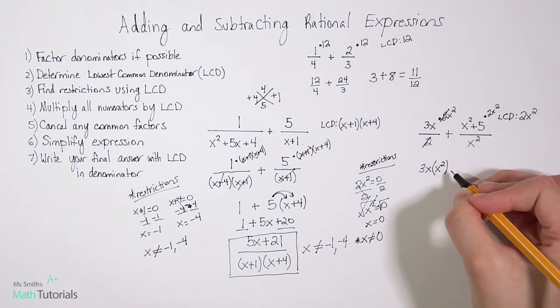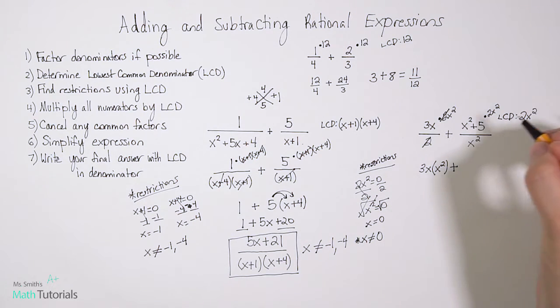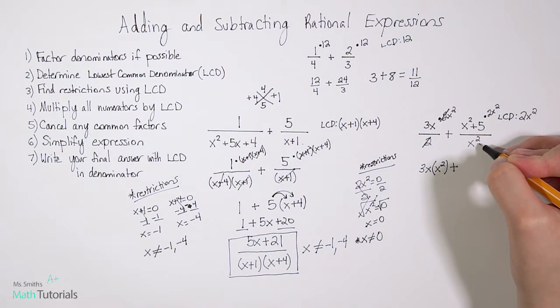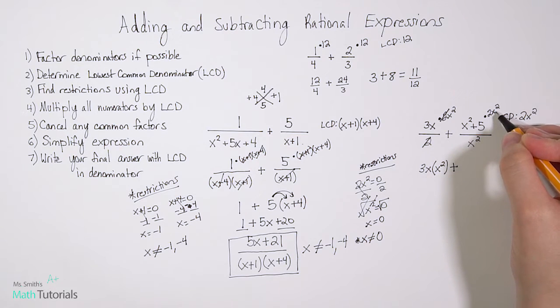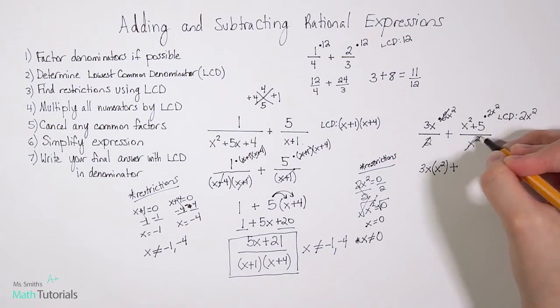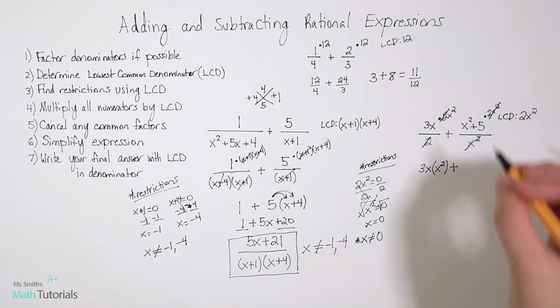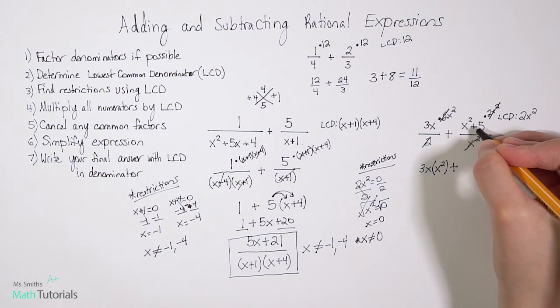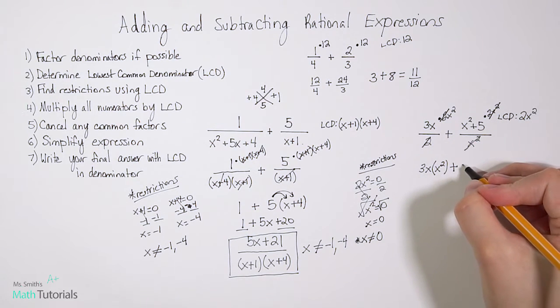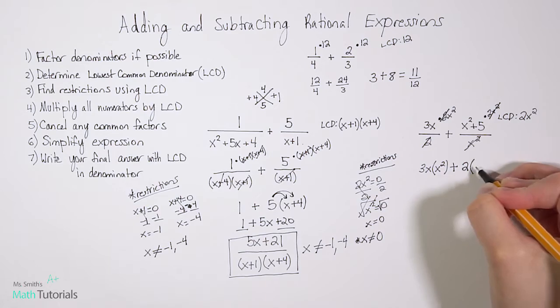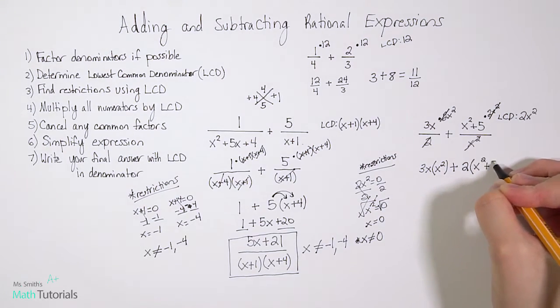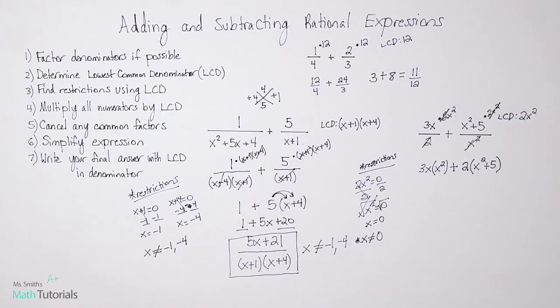And then we've got our plus sign, right? And then over here, I've got an x squared in the denominator and an x squared up here. So I can go ahead and cancel the x squared in the LCD and the x squared in the denominator. And now all I'm left with is 2 times x squared plus 5. So 2 times x squared plus 5. And now we're ready for step 6, to simplify the expression.